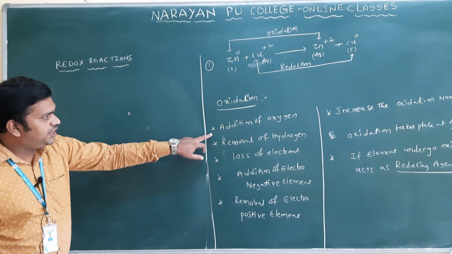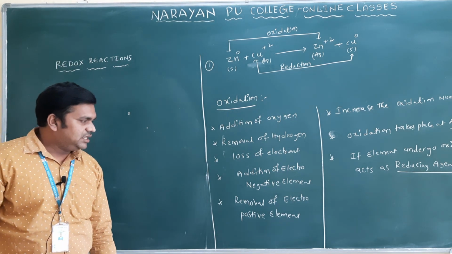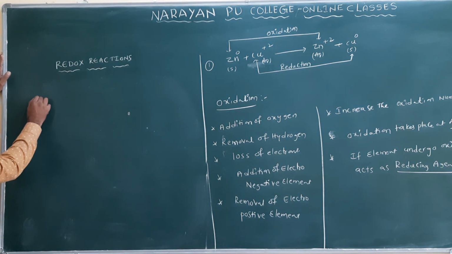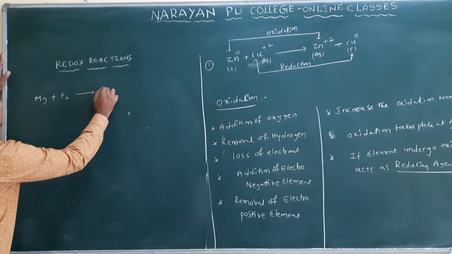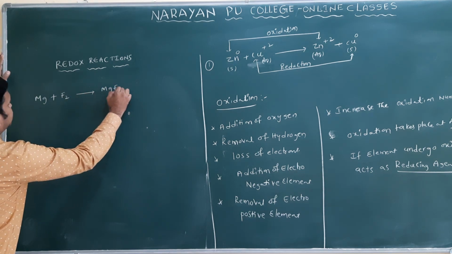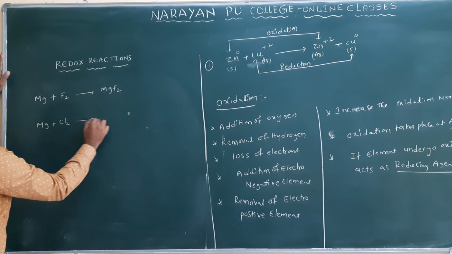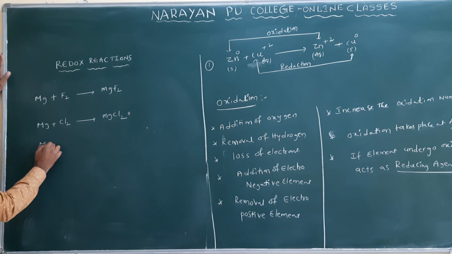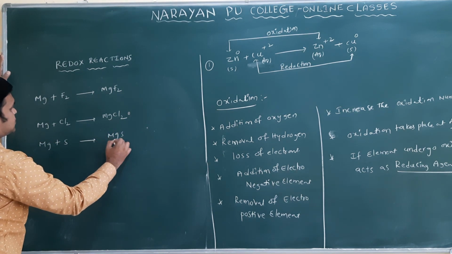So next you can see addition of oxygen discussed, removal of hydrogen. Next you can see here addition of an electronegative element. Magnesium, suppose combined with F2, you will get magnesium fluoride. If you want to write magnesium plus reaction with Cl2, you will get MgCl2. Magnesium will combine with sulfur, you will get magnesium sulfide only.